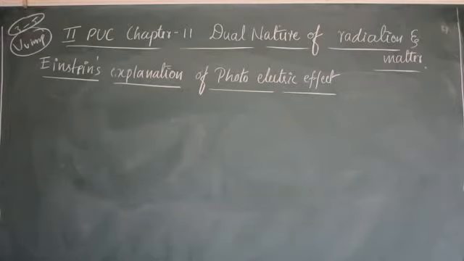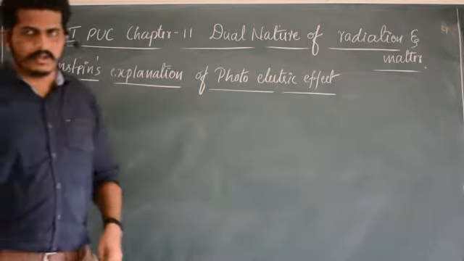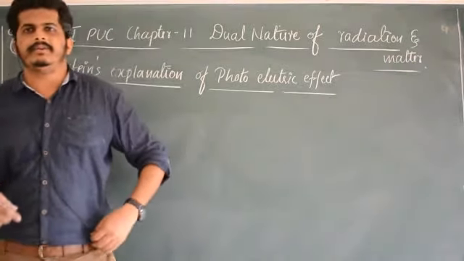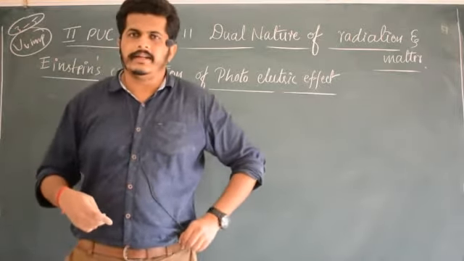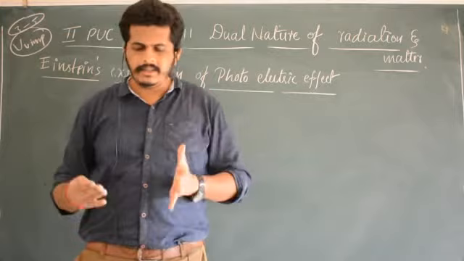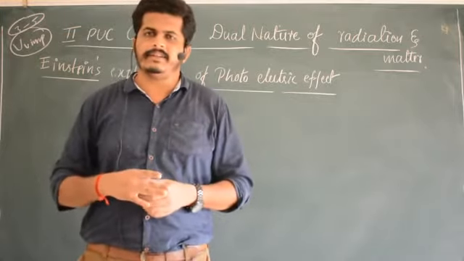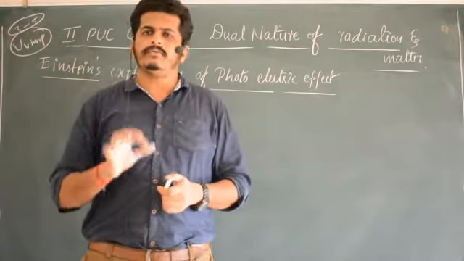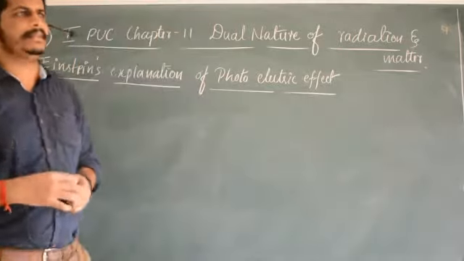So let us discuss Einstein's explanation of the photoelectric effect. Einstein explained this photoelectric effect in terms of Max Planck's theory. According to Max Planck's theory, light consists of tiny packets of energy called quanta or photons. Correct? So let us discuss it.